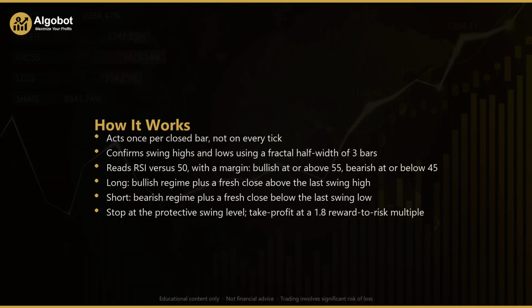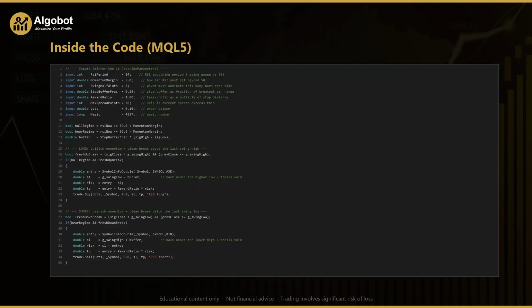risk clearly defined. Here is the heart of the strategy as it appears in MetaTrader. At the top are the inputs you can adjust in the Expert Advisor's settings. RSI period is set to 14 and momentum margin to 5, so the bullish line sits at 55 and the bearish line at 45. Swing half width of 3 defines how many bars a pivot must dominate on each side. Stop buffer fraction, reward ratio, max spread points, lots and magic round out the list.